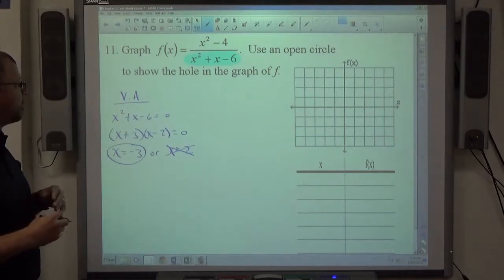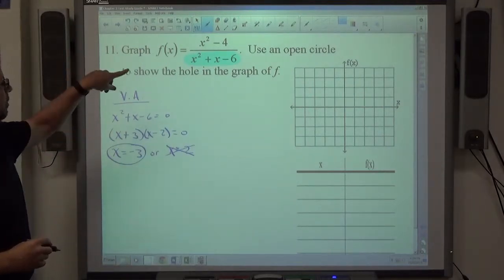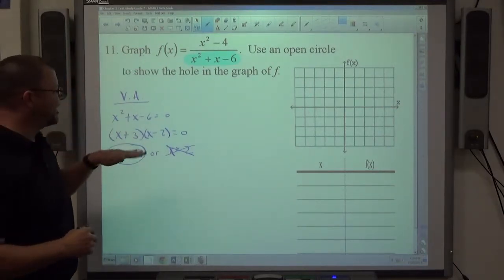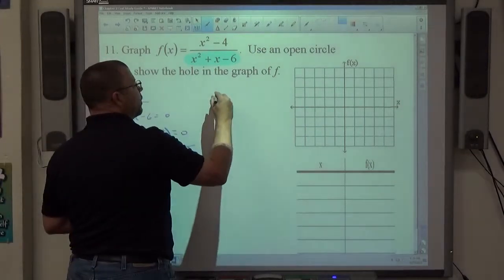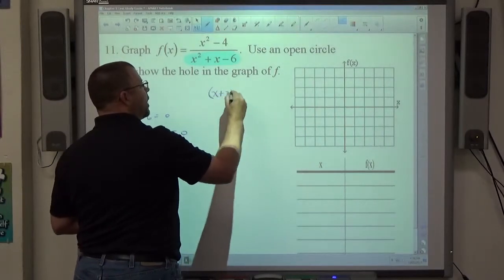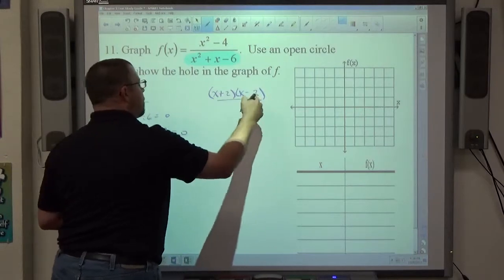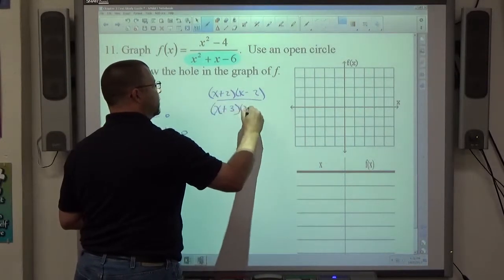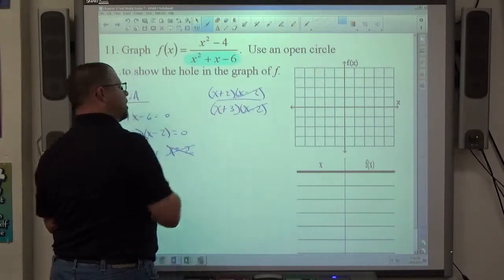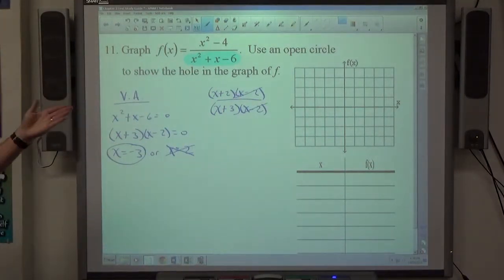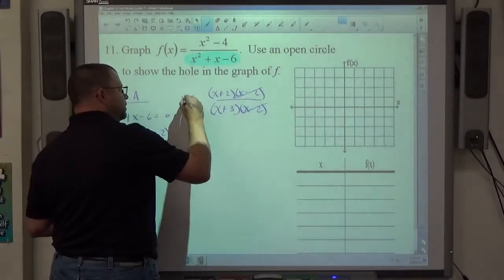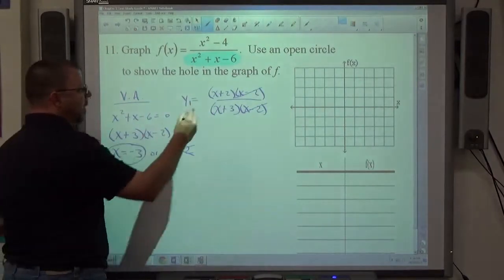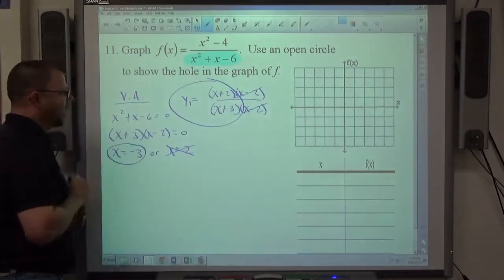That also tells me immediately that I can simplify this function from what it is to something simpler. So if we take a look at the top, it is x plus 2 times x minus 2. The bottom we've already factored here is x plus 3 times x minus 2. The x minus 2's cancel, leaving us with a simplified equation. That's what I'm going to type in as y1.